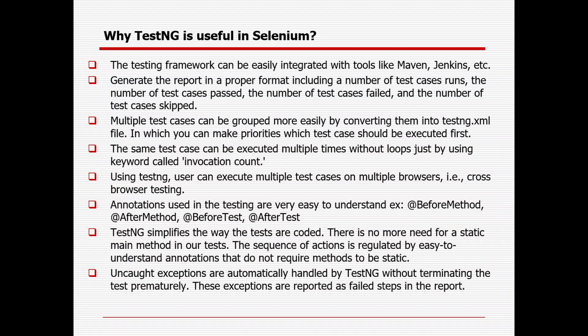The sequence of actions is regulated by easy to understand annotations that do not require methods to be static in nature. And there are some uncaught exceptions which can be automatically handled by TestNG without terminating the test prematurely or abruptly. These exceptions are reported as failed steps in the report, and you can correct them based on your requirement at a later point of time.